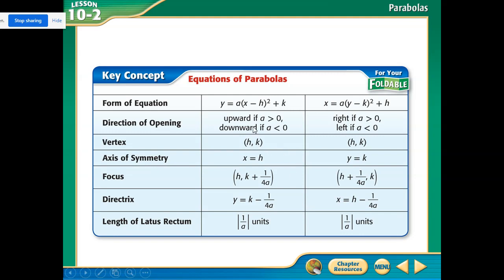But otherwise, it's still just the vertex and the a value in here. A positive a, of course, goes up, a negative a goes down. So in terms of left and right, a positive a goes right and a negative a goes left. All right, let me show you how that works.